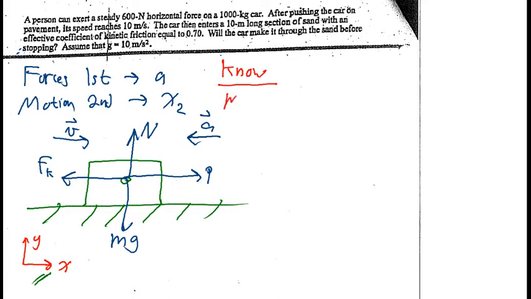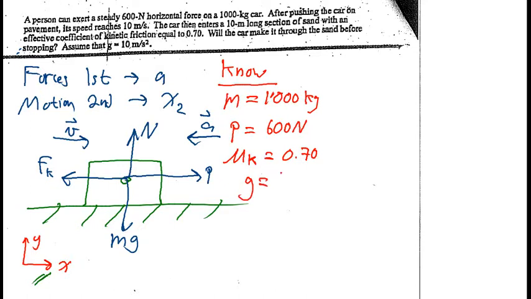So we know the mass of the car is 1,000 kilograms. And you know that the pushing force, P, is given to be 600 newtons. Alright, the coefficient of kinetic friction is equal to 0.7. And we're supposed to assume that g is equal to 10 meters per second squared.